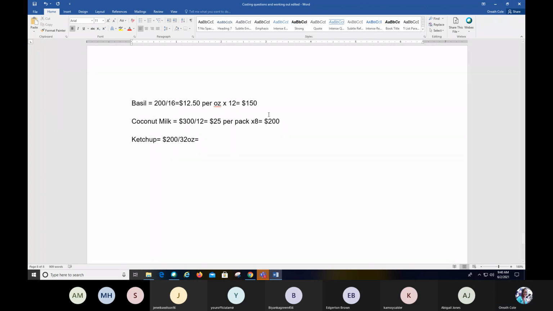6.25. All right, so it's $6.25. Remember, it's dollars and cents we're working with, so always remember that. So this is per ounce. And then what are we going to do next?